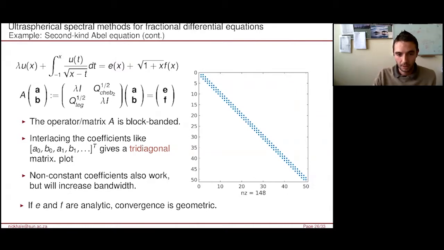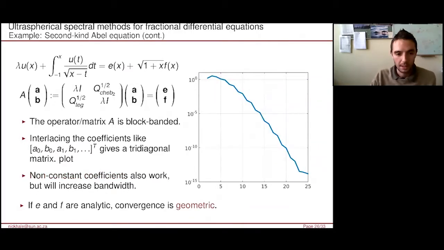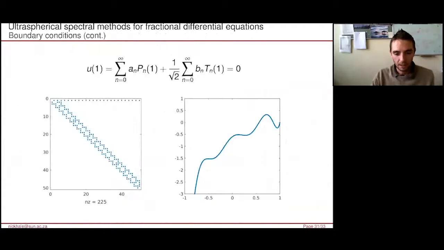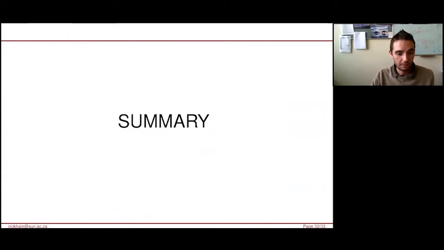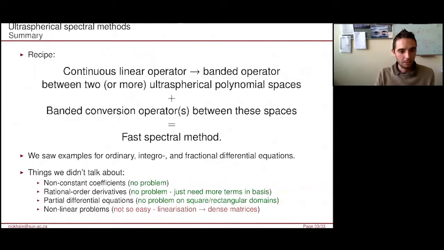It turns out you can even rearrange the coefficients. In this case, you end up with a tridiagonal matrix, and you get geometric convergence. Okay, I'm just going to skip through. We can do the same thing for half-integer order derivatives, and here are some examples there. So I just want to summarize what I've been talking about.